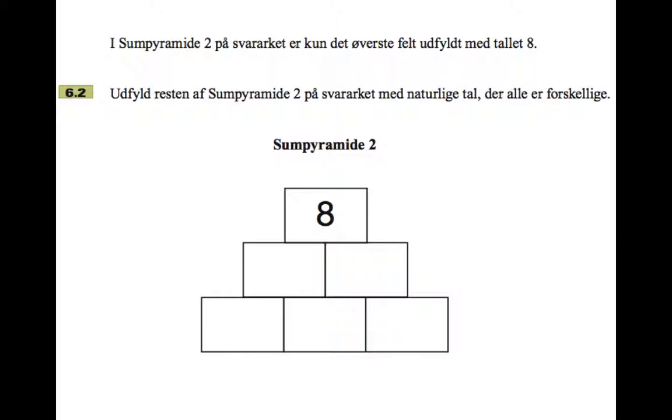Question 2. In sum pyramid 2 on the answer sheet, only the top space has been filled with the number 8. Fill out the rest of the sum pyramid with natural numbers, that means counting numbers like 1, 2, 3, 4, 5, all of which are different. Okay, so they've got to be whole numbers. We're not allowed negative numbers, and we're not allowed numbers that are all the same.